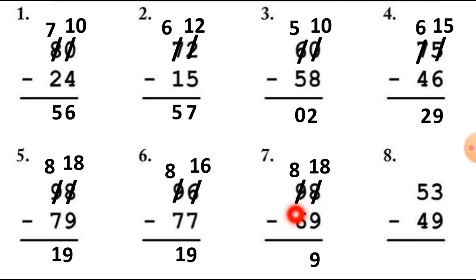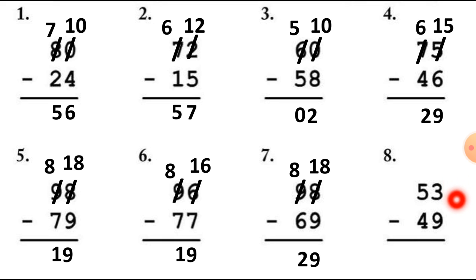Now we have to take away 6 number from this 8. So 8 minus 6 is equal to 2. So here is our answer, 29. Let's move to the sum number 8, which is 53 minus 49.